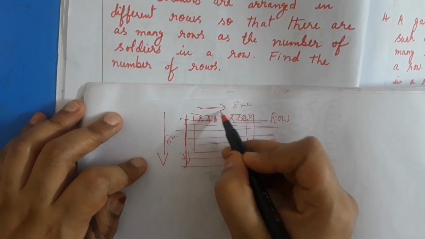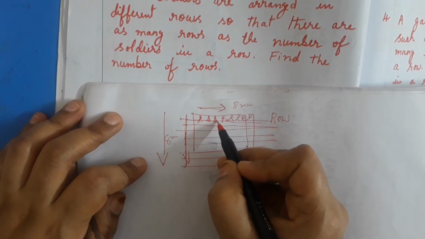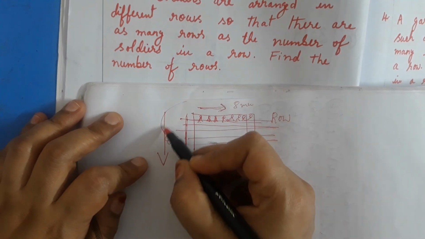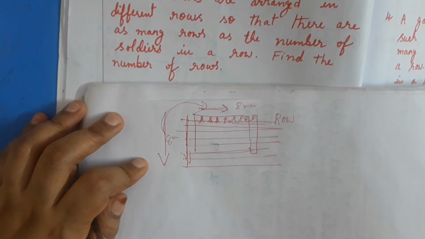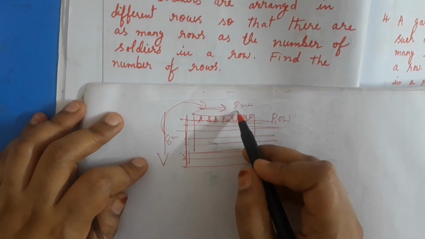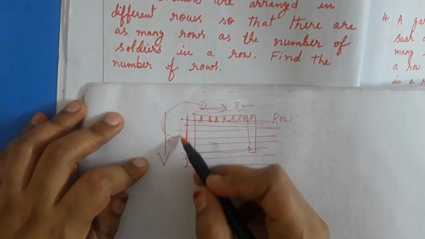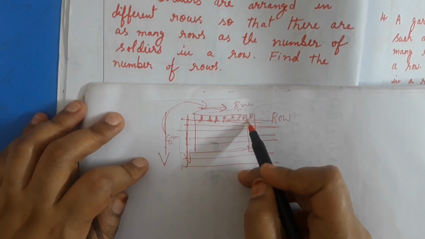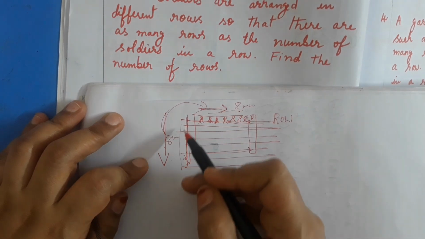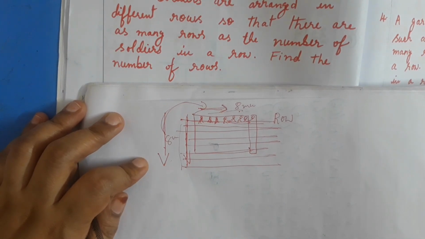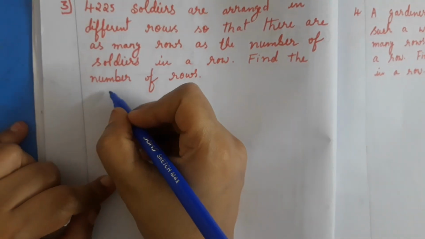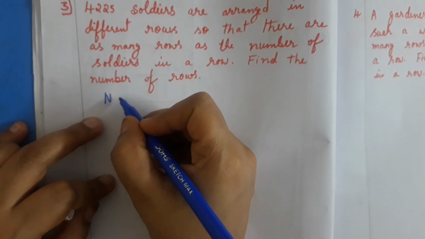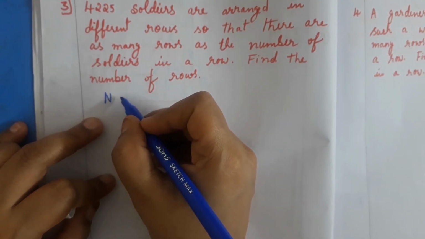And the number of people standing here is also 8. So this is a square form, right? Same. The number of soldiers in a row is x, and the number of rows is also the same value. Here we can write: number of rows equals number of soldiers in a row. Both are the same value.